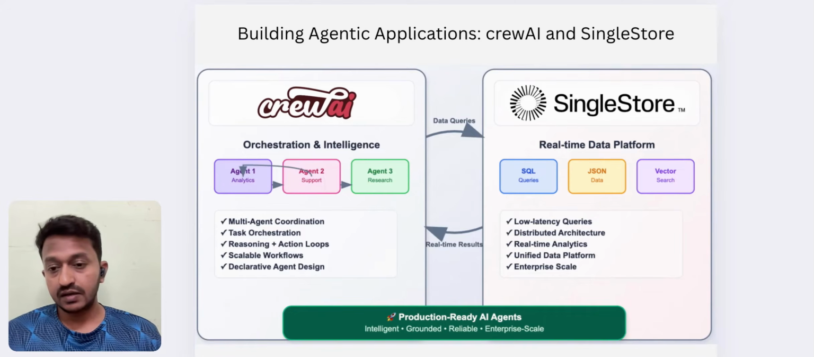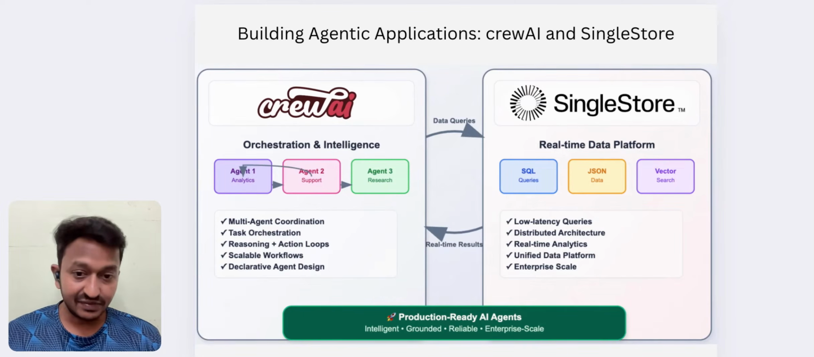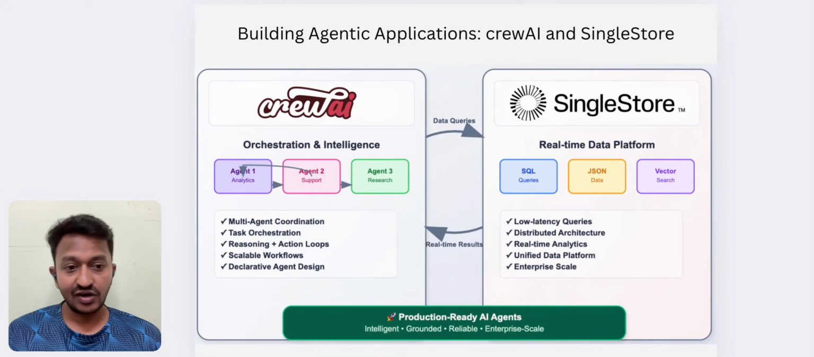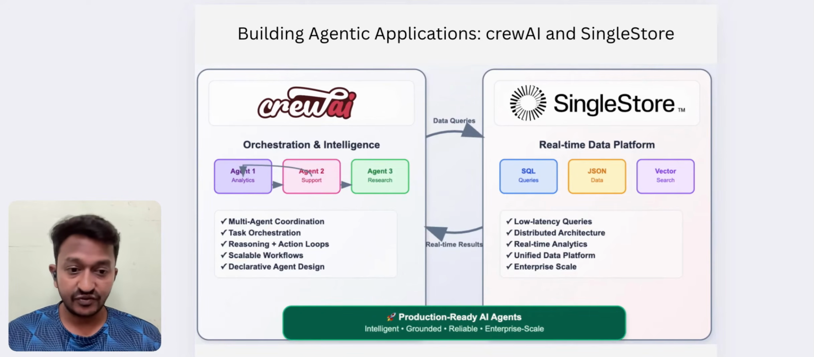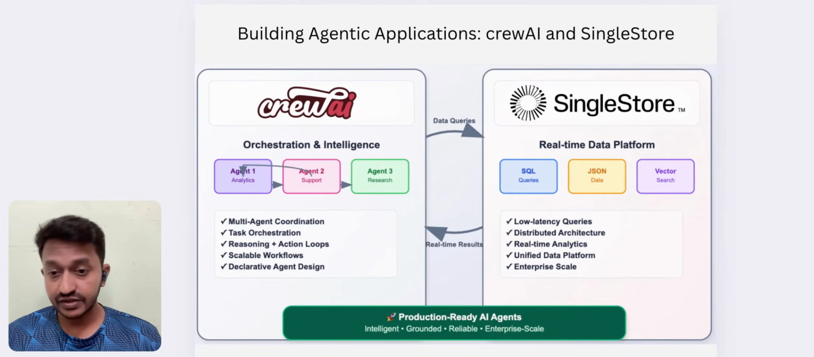But even the smartest agent is useless without reliable real-time data, right? So that's where SingleStore comes in. It's not just a SQL database; it's a distributed, low latency data platform capable of handling analytical as well as transactional workloads at scale. With support for SQL queries, Python and JSON data, and even vector search, hybrid search, SingleStore provides a unified, developer-friendly way to store and retrieve the data your agents need.